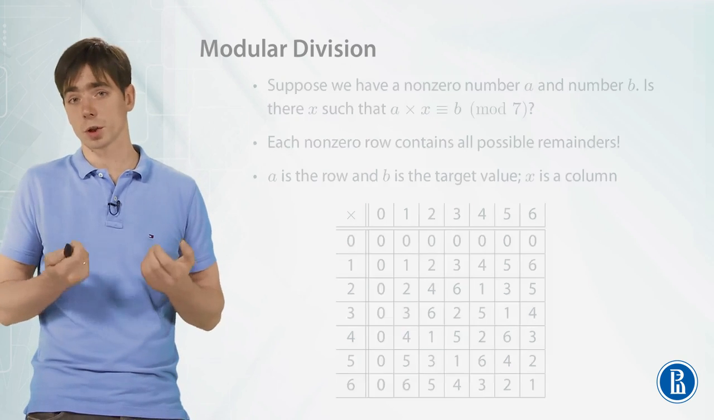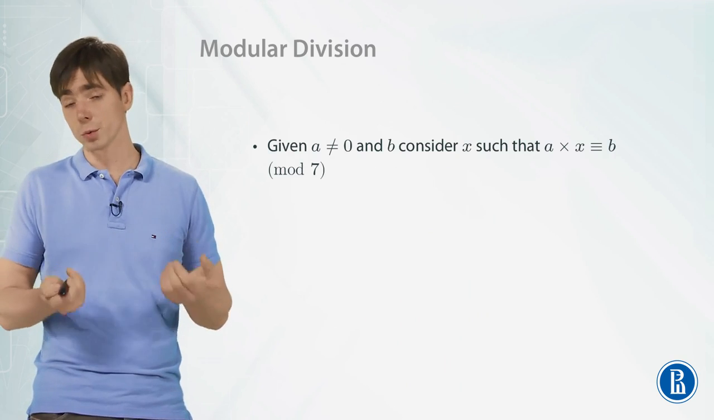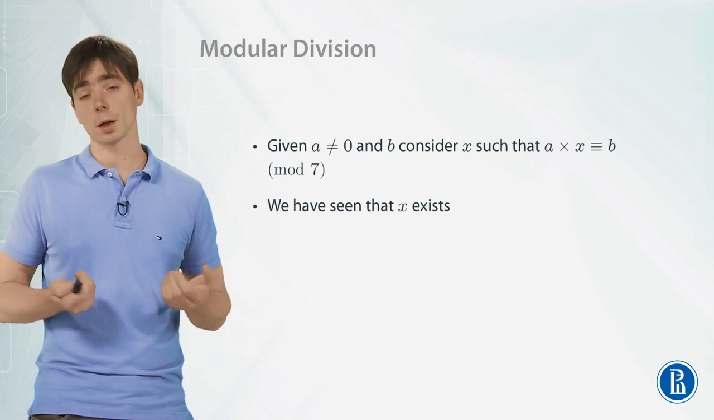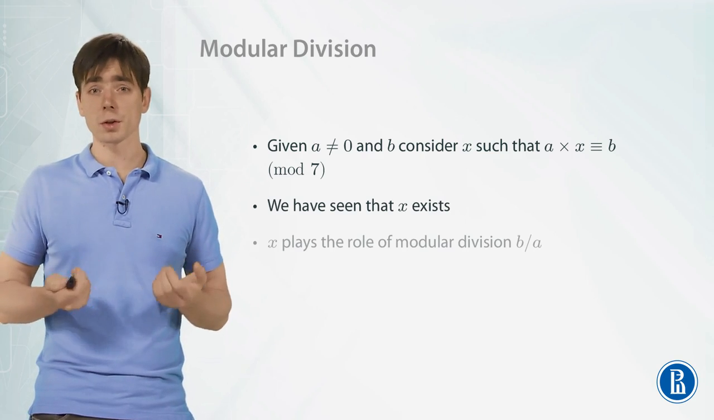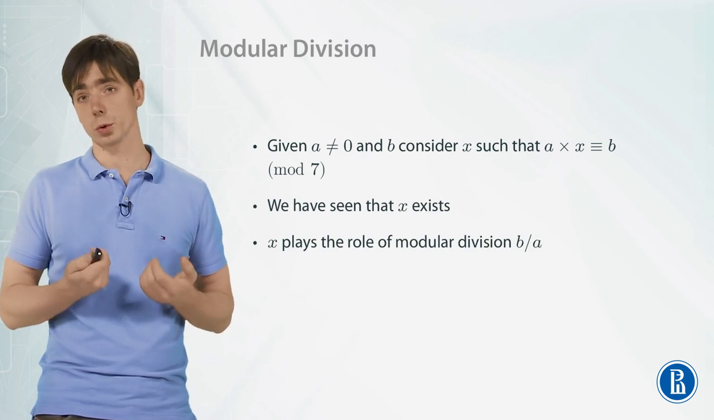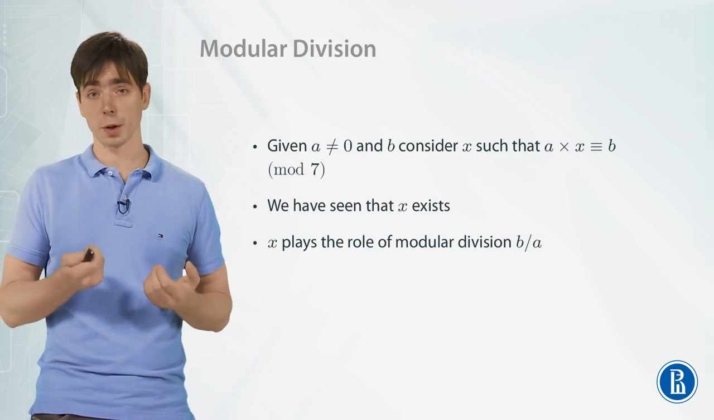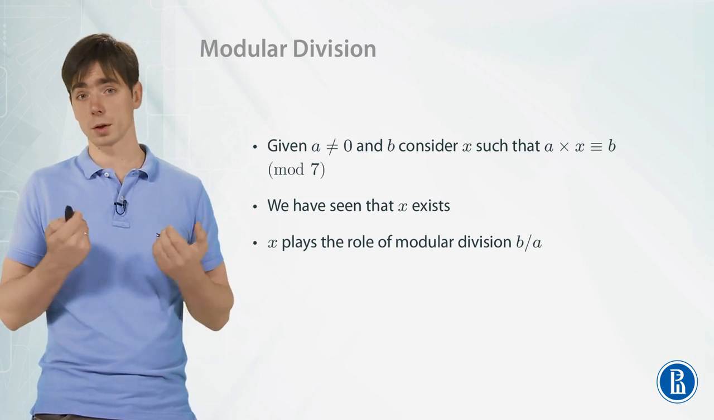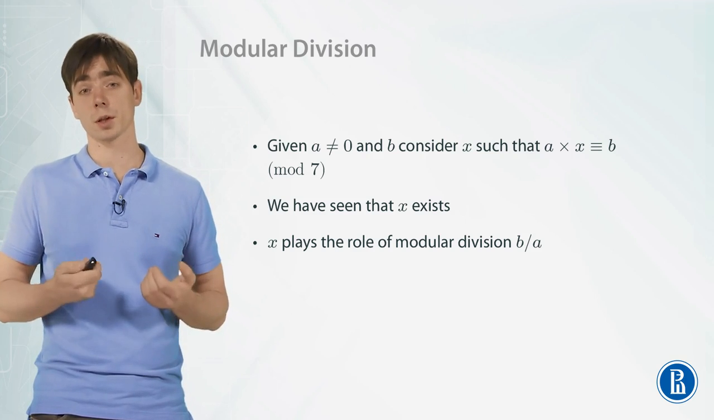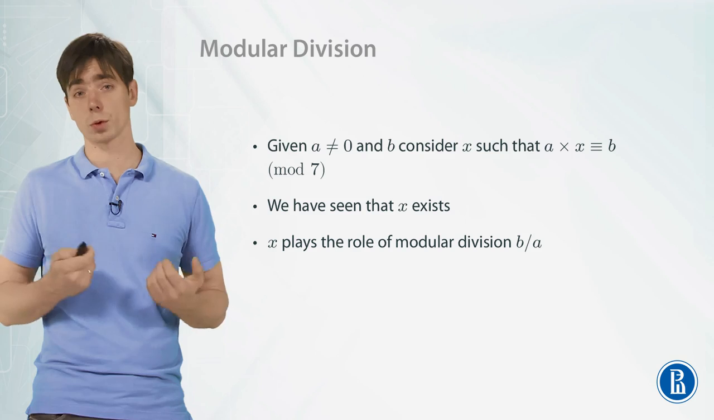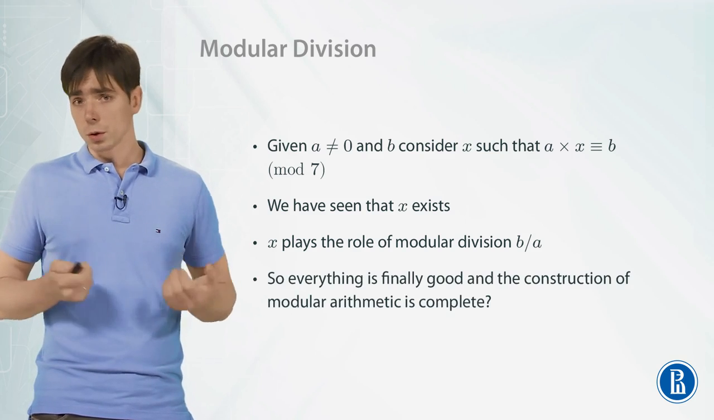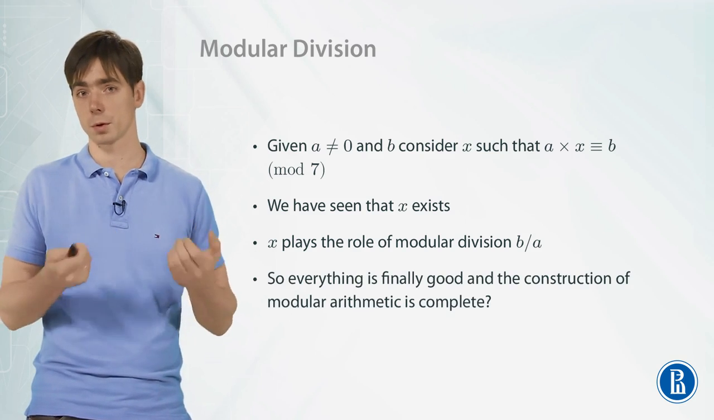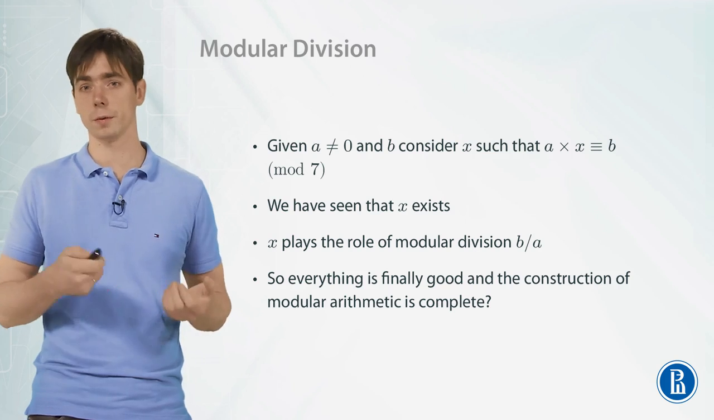So given a that is not equal to 0 and b, we can always consider x such that a times x is congruent to b modulo 7. And we have shown that such an x exists, and again x plays the role of modular division. It is b divided by a in modular arithmetic. Note that x is still some integer, some remainder modulo 7. It just plays the role of division in our modular arithmetic. So everything is finally good, it seems, and the construction of modular arithmetic is complete. We have addition, multiplication, subtraction, division.